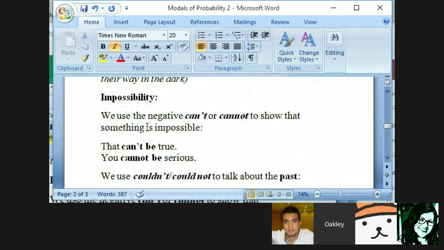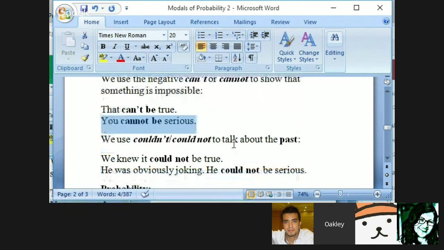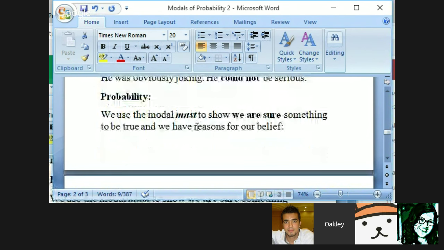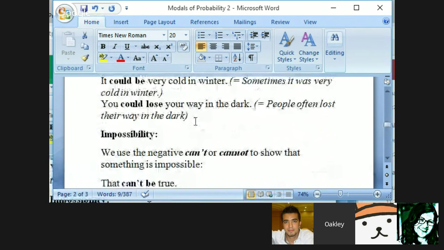Here's one that is more common. Can't or cannot, to show something is completely impossible. That can't be true. You can't be serious. This is a very common phrase in English. Super common. You can't be serious. Are you out of your mind? To show the possibility is zero in your mind anyway. And again, we use couldn't or could not to talk about the past. Any questions about can and can't?